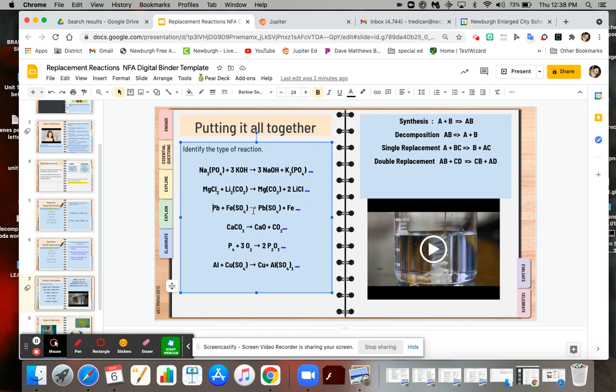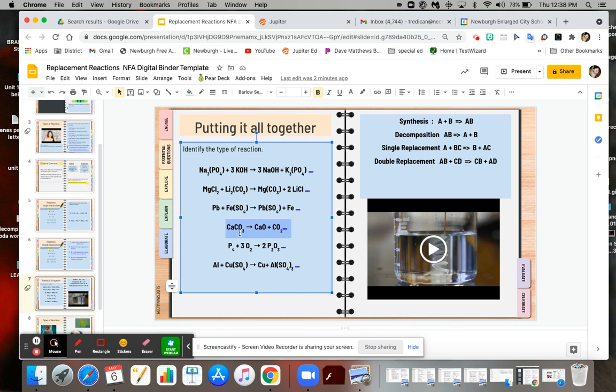Next, going through, lead. Pb is lead. Notice it's by itself. That is an element. Iron sulfate is the compound. You have an element and a compound. We should be thinking single replacement. Let's look for the replacement. The Pb is by itself. The Fe is with the sulfate. They switch places. Lead, the Pb, ends up with the sulfate, and the iron is by itself. Again, this is a single replacement.